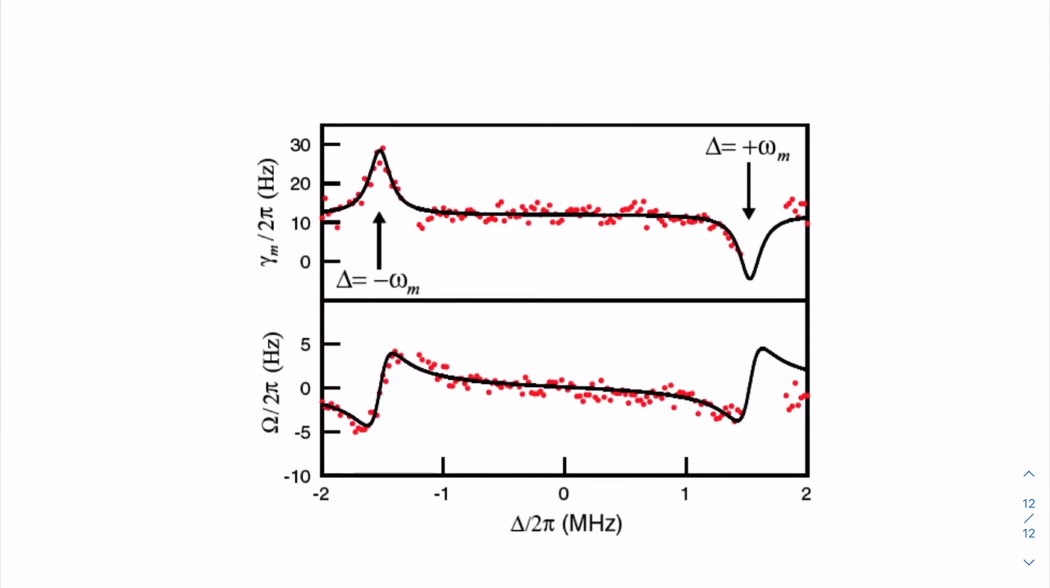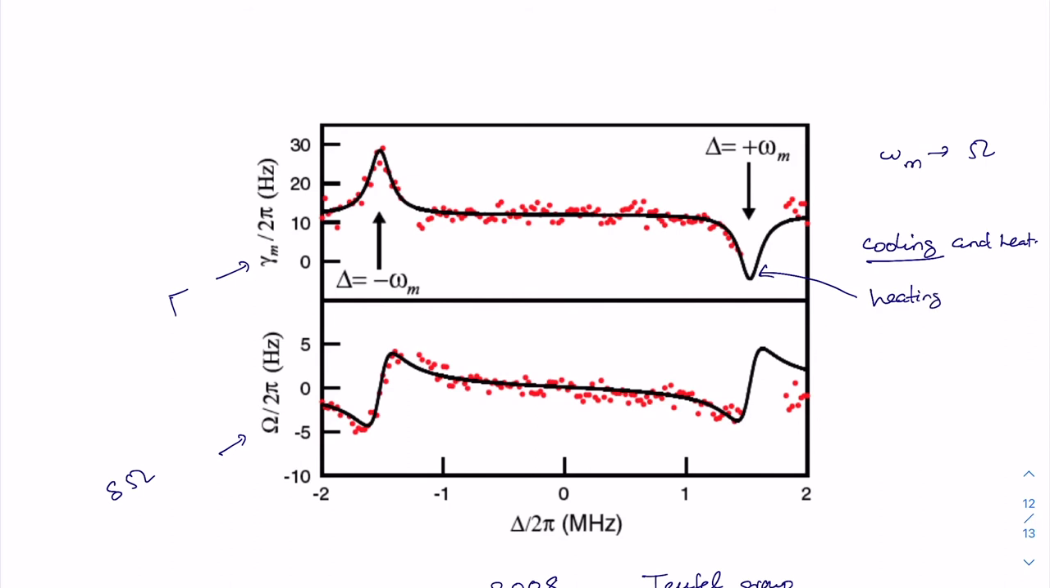This is an experiment that was done in the year 2008 by the Tufel group, and here you see, by the way, in this plot this omega m refers to our capital omega, the resonance frequency, and this omega here refers to delta omega, and this gamma refers to our symbol gamma. This is for the cooling and heating effect. This is your heating effect and this is the cooling effect, and the red dots are the experimental data, and this solid curve is from the theory, and as you see the experiment and the theory match pretty well.